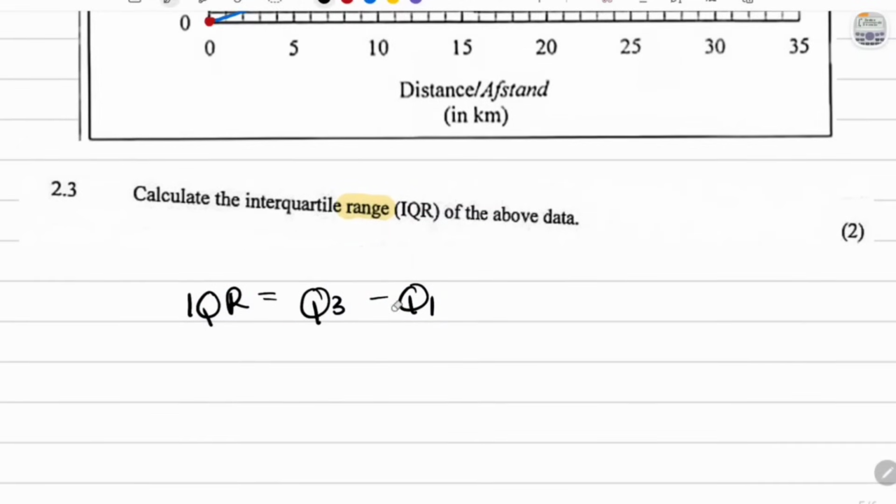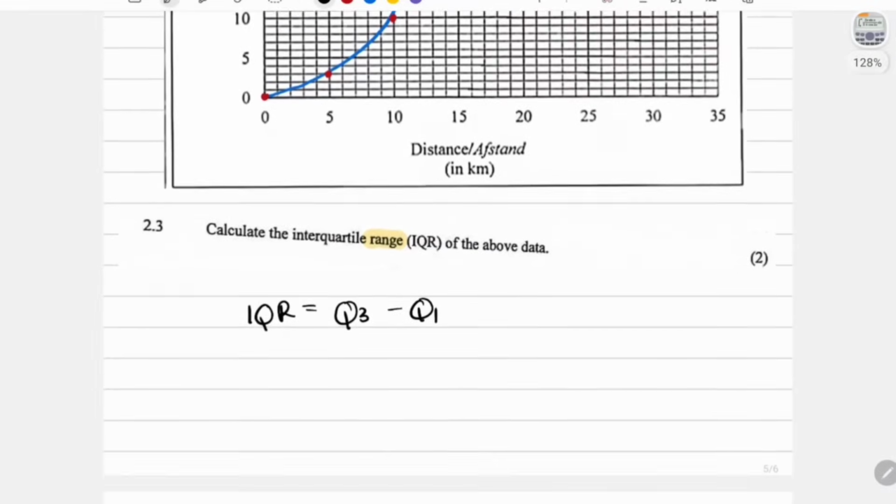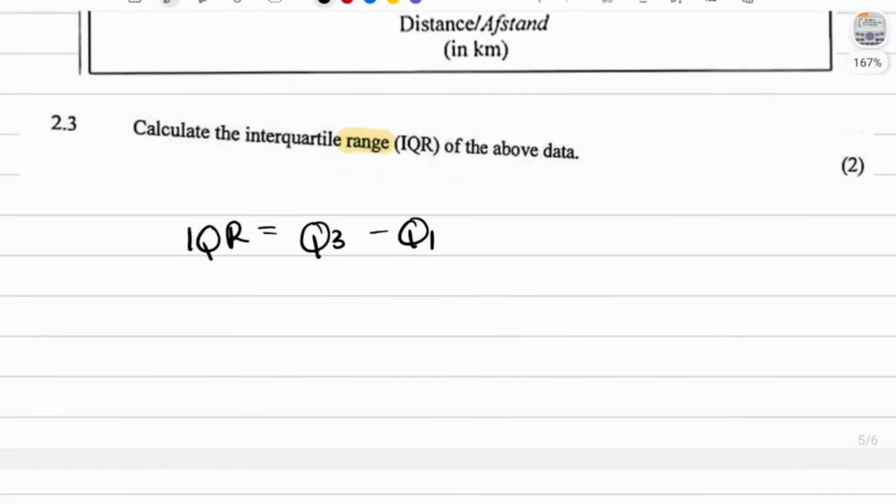So how do we find Q1 and Q3? Well, with an ogive, that kind of information is much easier to find.